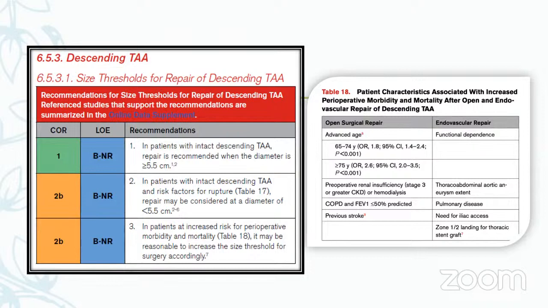And in patients at increased risk for perioperative morbidity and mortality, it may be reasonable to increase the size threshold for surgery accordingly, and this is a class 2B.